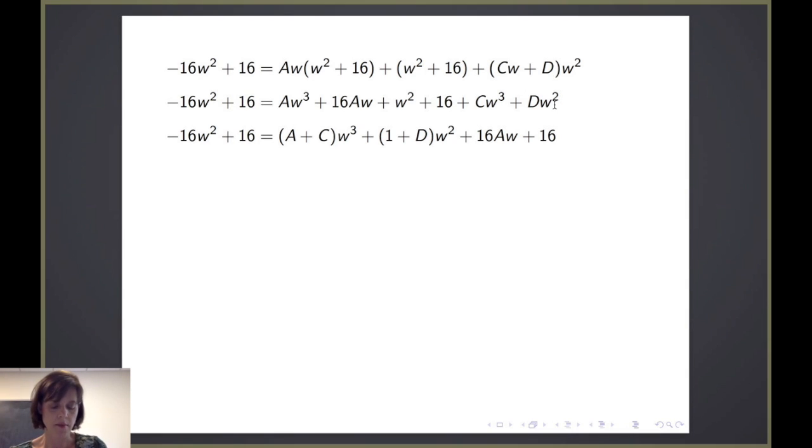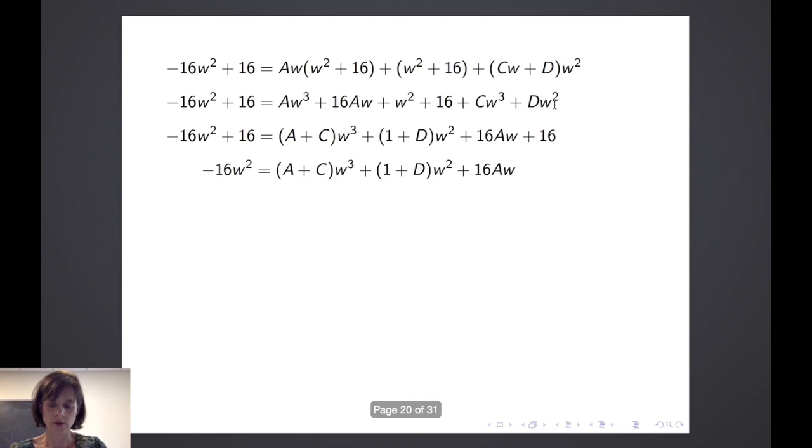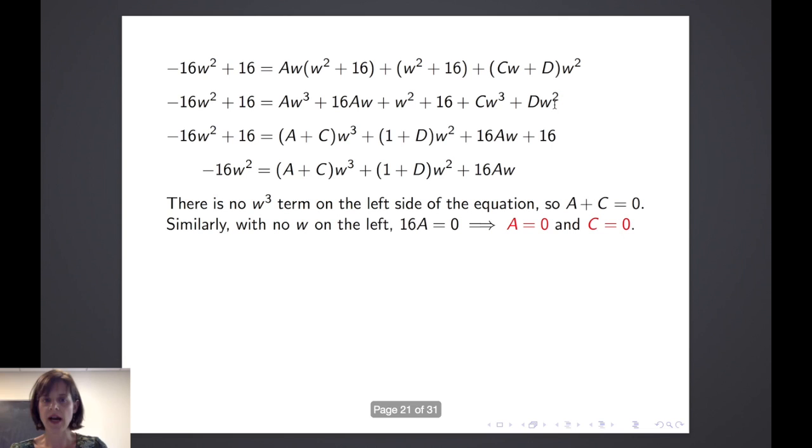And I can match powers of W on both sides. So negative 16W squared will correspond to 1 plus DW squared. This 16 can be subtracted from both sides, which we'll do right now, and I get negative 16W squared equals A plus CW cubed plus 1 plus DW squared plus 16AW. Since I do not have a W cubed term on the left side of the equation, A plus C must equal 0.